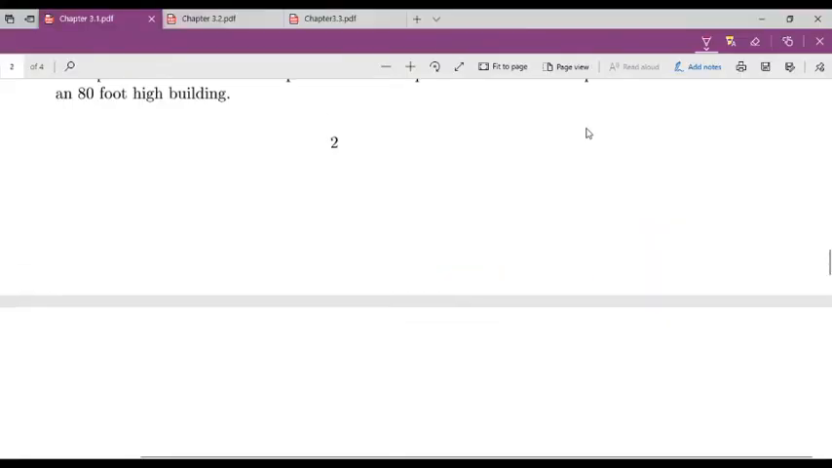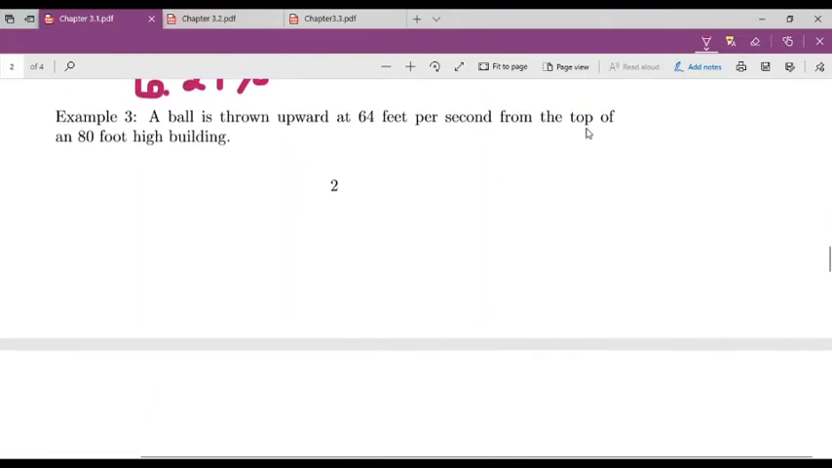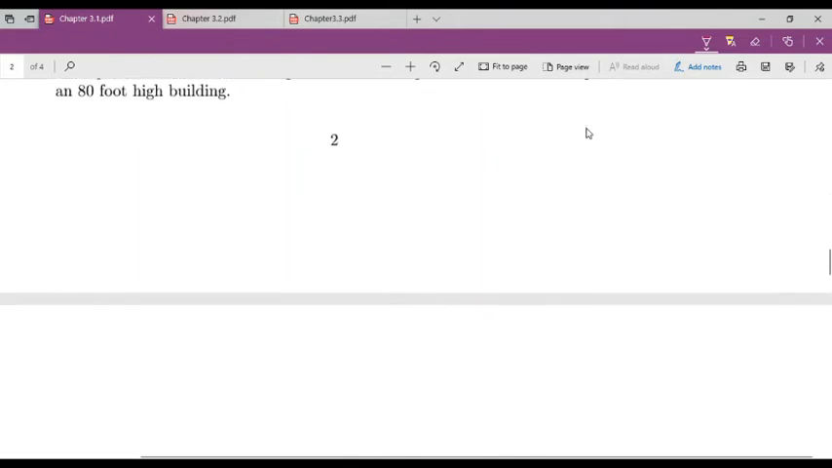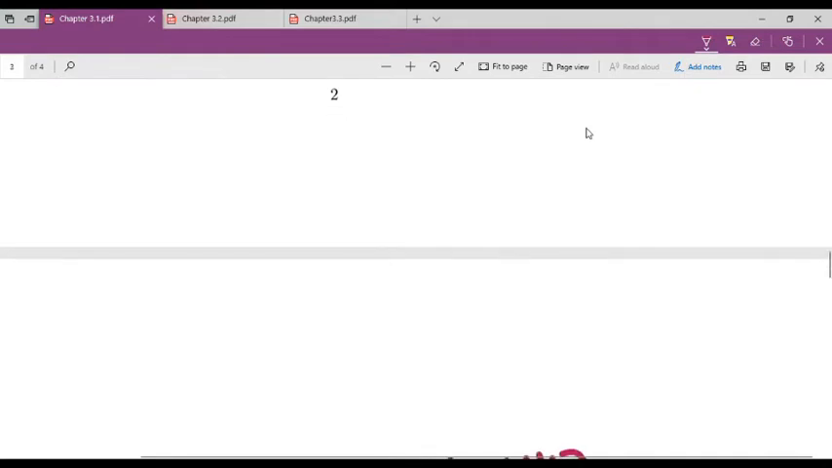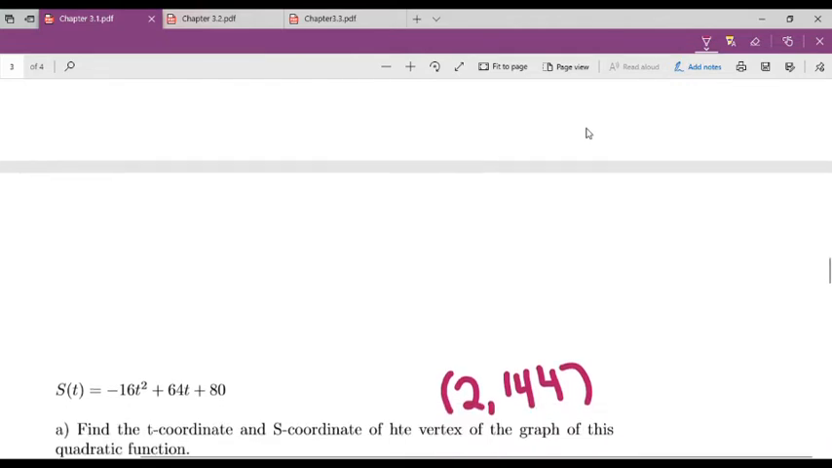Alright, so I'm going to go back and read the question again. It says a ball is thrown upward at 64 feet per second from the top of an 80-foot high building. The reason I told you to keep your graph up is if you'll look right there at x equals 0, you will notice that the line actually hits at y equals 80. Okay, and you could trace and see that if you needed to. But essentially you're standing on the top of that 80-foot tall building and you're throwing a ball up and then it's coming back down. Okay.